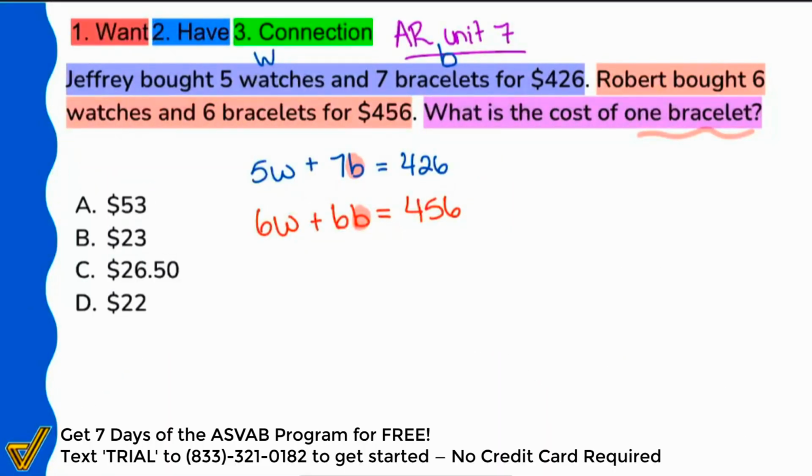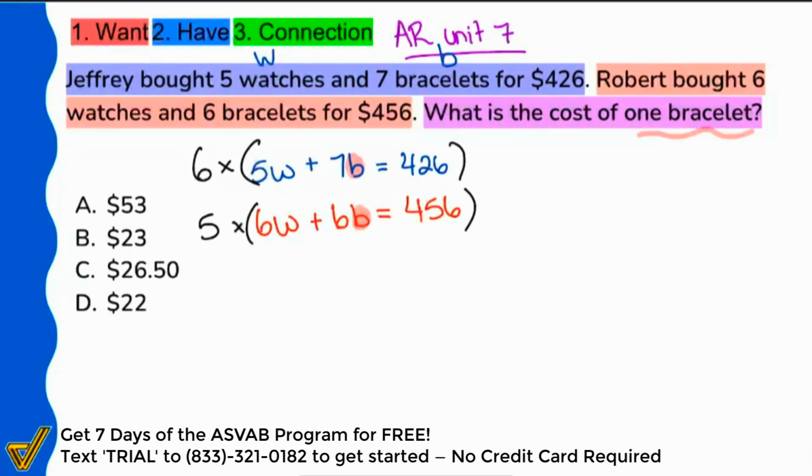And here's exactly how we can do that. We can do that by getting the same coefficient here. What is the least common multiple between 5 and 6? That's going to be 30. And so to get 30, what we can do is we can multiply this entire top equation by 6, and then we can multiply this entire bottom equation by 5. Again, we want to multiply everything, all terms.